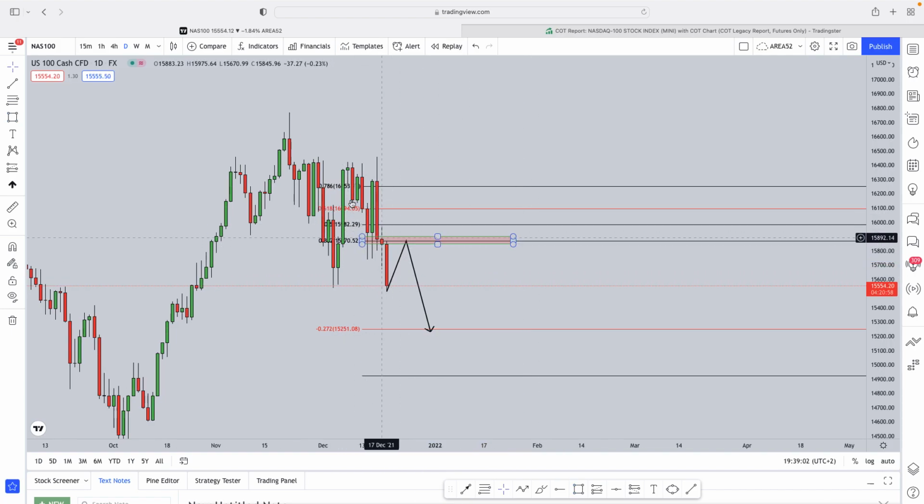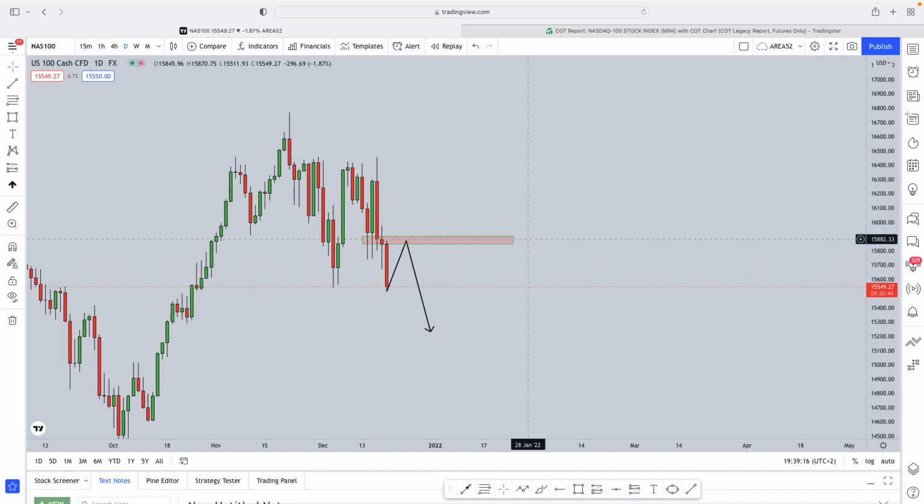Now all of the support got broken, and once support gets broken it then becomes resistance. Not only is it resistance, but also a retest of the 0.382 of the Fibonacci taken on the impulse, and also the retest of the formation neckline.